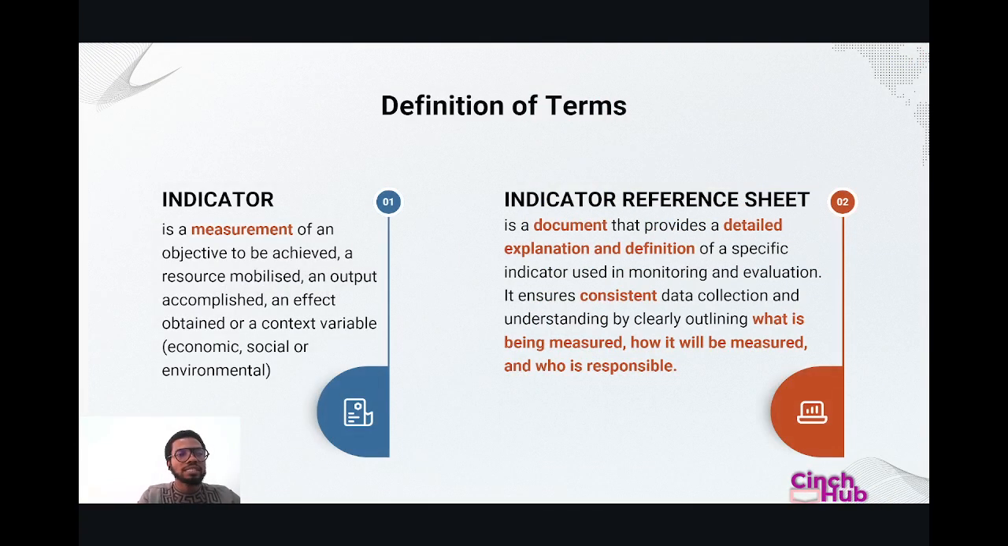Now, what are indicators? As we may want to define it, an indicator is simply a measurement of an objective to be achieved, a resource mobilized, an output accomplished, an effect obtained. What do I mean by this in a nutshell? An indicator is a measurement that tells you that this activity has been achieved, or this output has been achieved, or this result or this outcome has been achieved. That is the simple definition of an indicator.